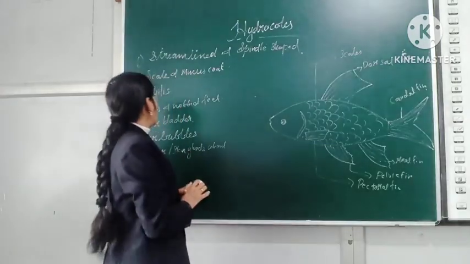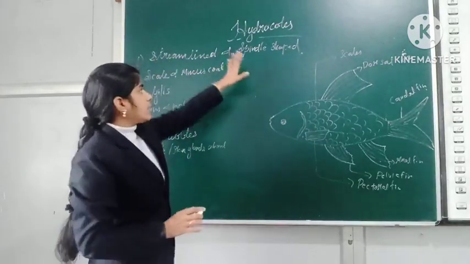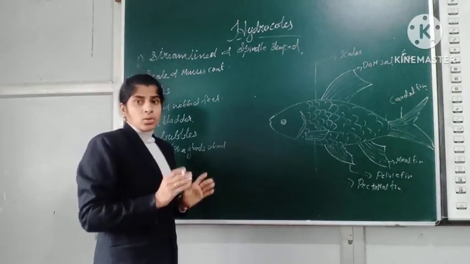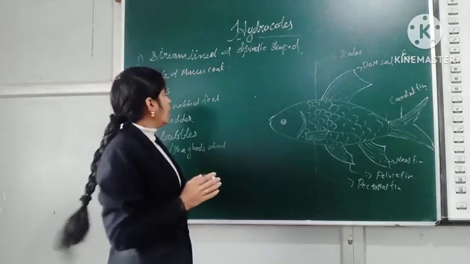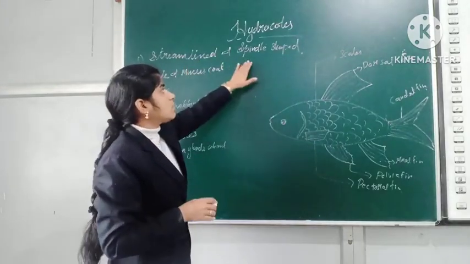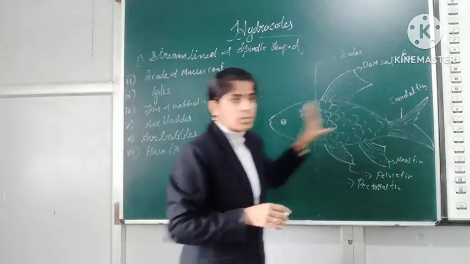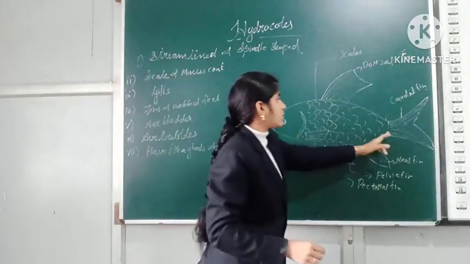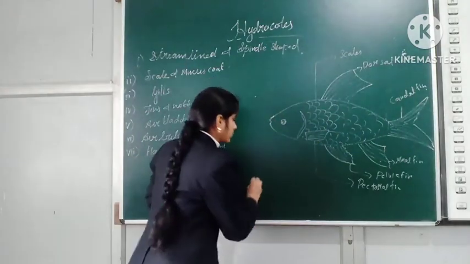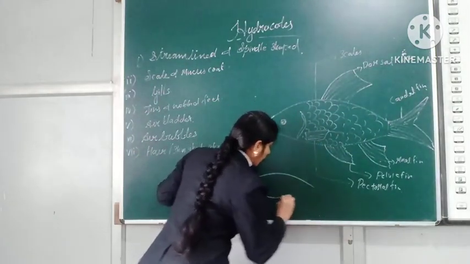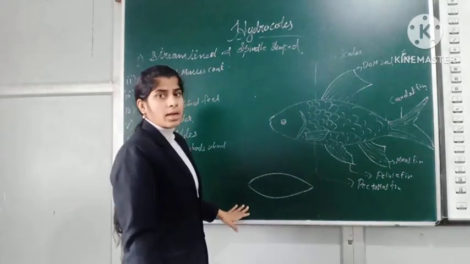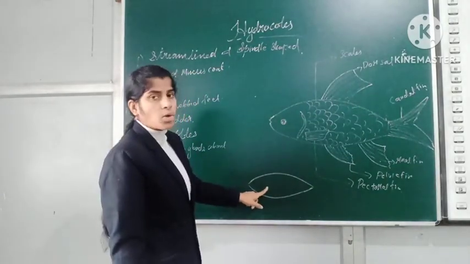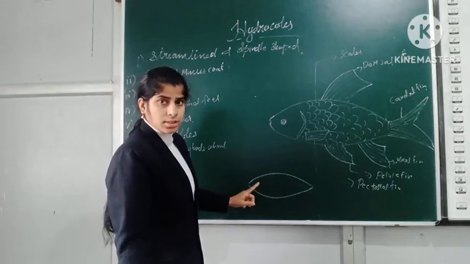First, their body is streamlined and spindle shaped. This is the streamlined body. And spindle shape means both ends are tapered. This type of shape we call spindle shape. Is it clear?